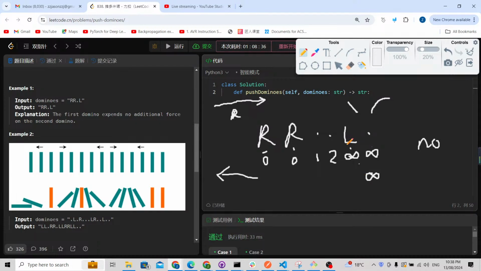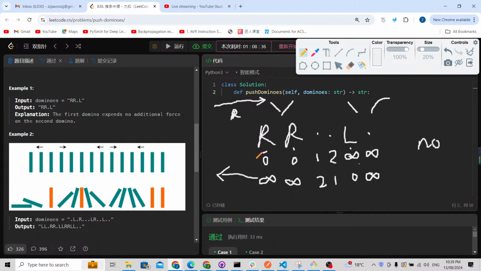So what about this position? If this is L, what is the closest distance to L? It is 0. What about here? The distance to L is 1. What about here? The distance to L is 2. What about here? The distance to L is not 3 because there is already R. If there is already R, it means for this board, it has already fallen to the right side. It can never rotate to the left side. So we're going to set it to be infinity, and this one we're going to set it to be infinity as well.